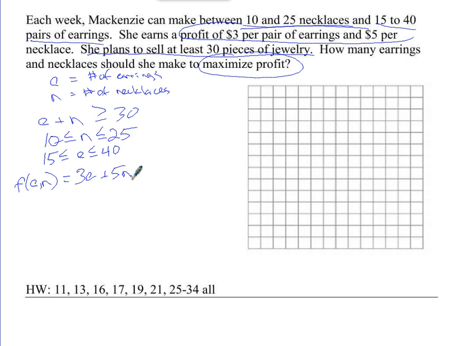So now we just have to graph this thing, which means we need to figure out where our origin is going to be and what our scale is going to be and which variable goes where. So, where's the origin? Lower left, because we can't have a negative number of things. And which variable goes on the x-axis? Earrings, because we labeled it that way over here. E comes first, so earrings. And that's number of earrings. And then number of necklaces over here.